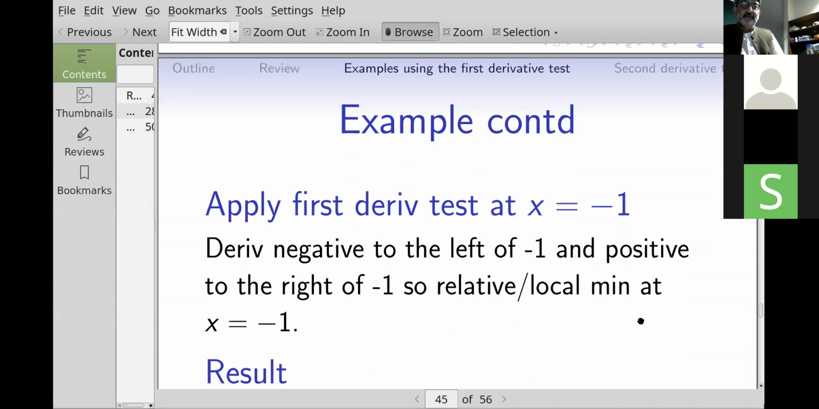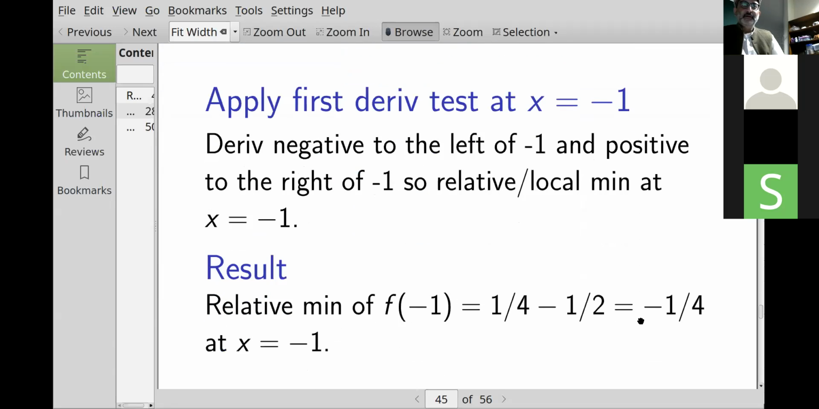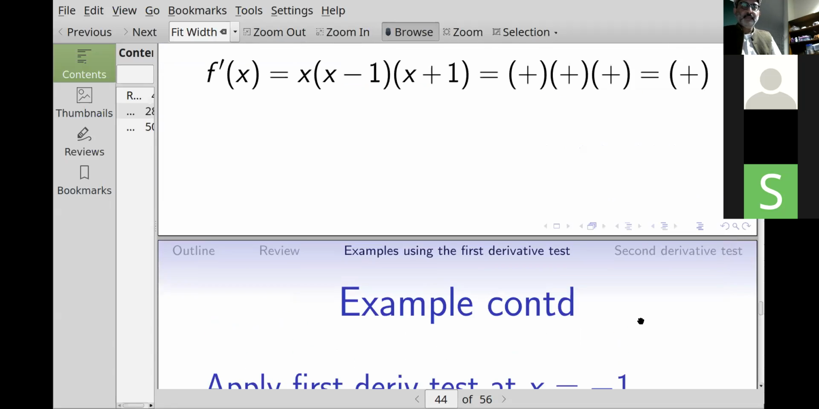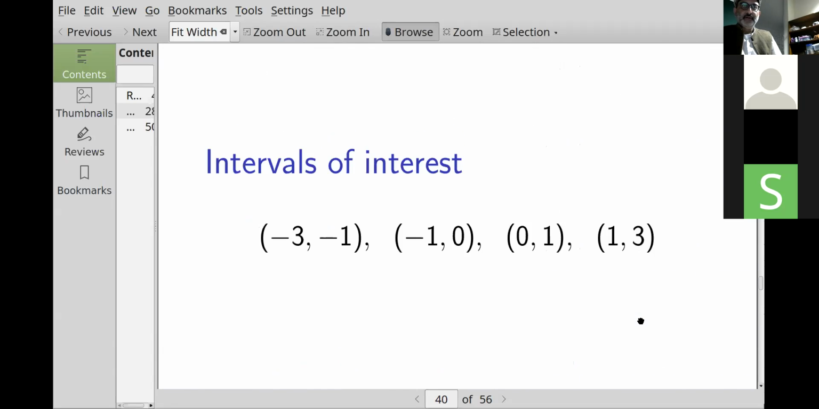So let's apply the first derivative test at x equal to -1. Let's go back here. At x equal to -1, the function was decreasing between -3 and -1. Then the function was increasing from -1 to 0, and the derivative was 0 at x equal to -1. So what do I have?